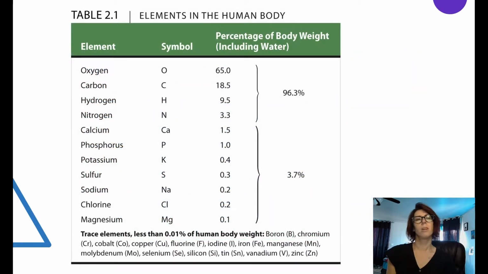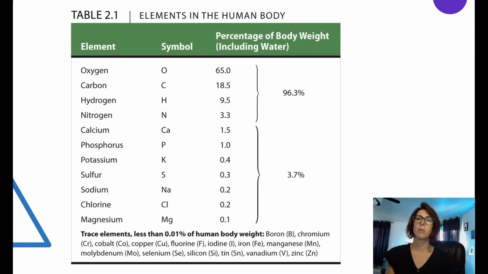So here's a table of the elements most commonly found in the human body. And you'll notice that over 96% of our body, by weight, is made out of only 4 elements: oxygen, carbon, hydrogen, and nitrogen. And these percentages don't differ very much across living things. Bacteria have a fairly similar percentage. They're mostly made out of those 4 elements as well.